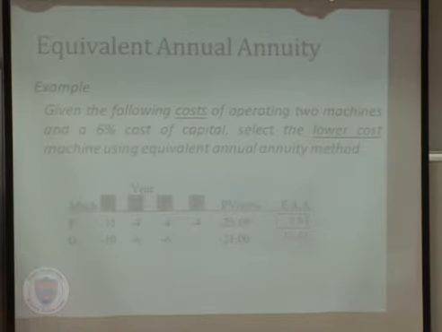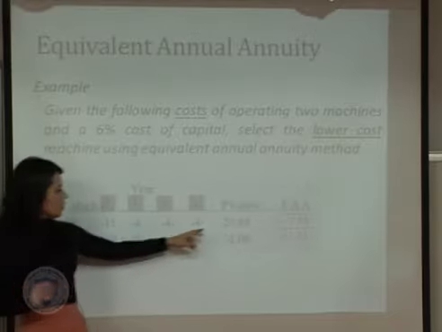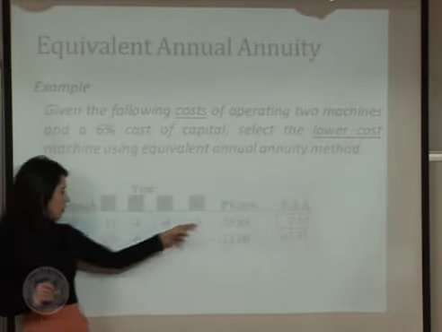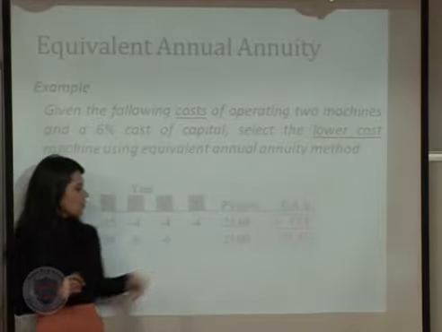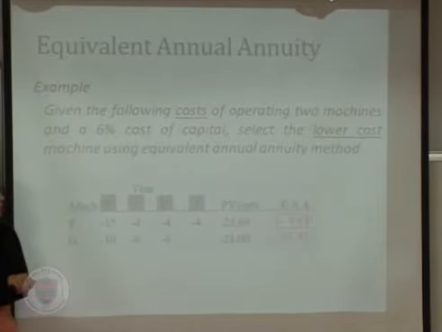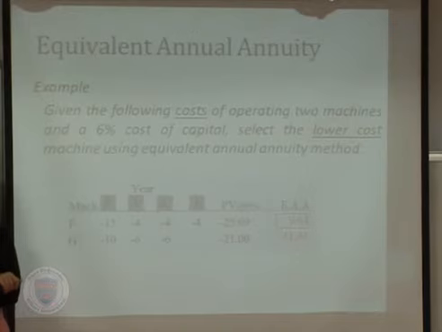What am I going to do? First, I'm going to calculate the net present values. Okay, the cost of capital is 6%. So this is the net present value of machine F. This is the net present value of machine G. So which one looks better? G looks better, right? It has less cost, basically. So it looks like G is better.